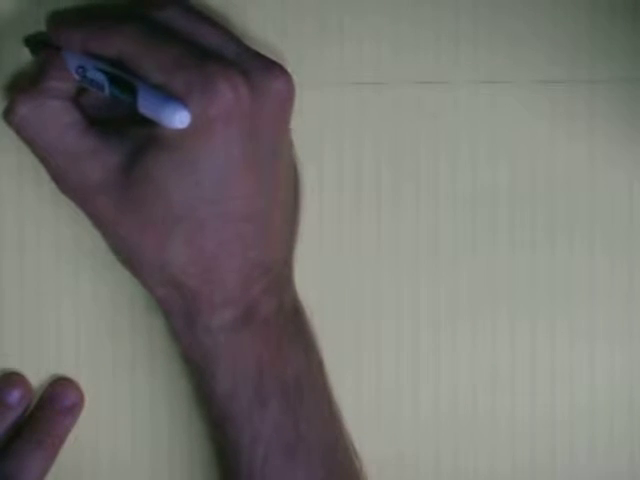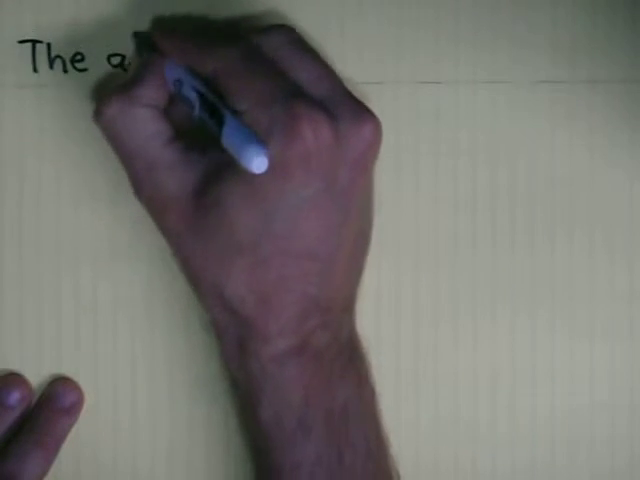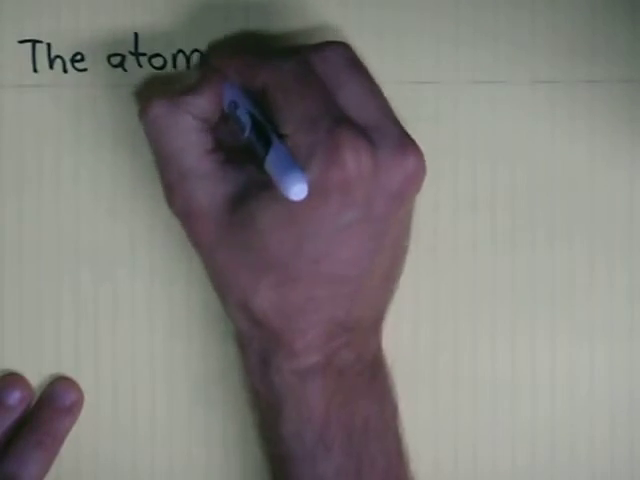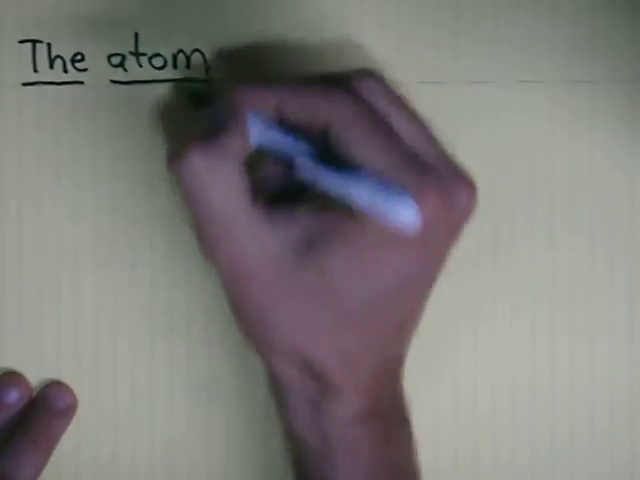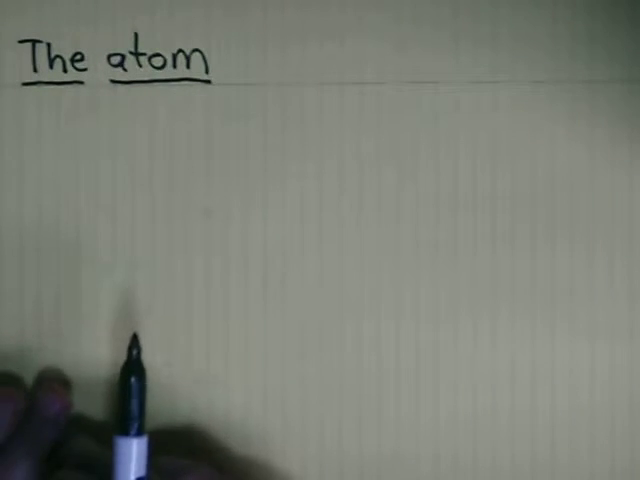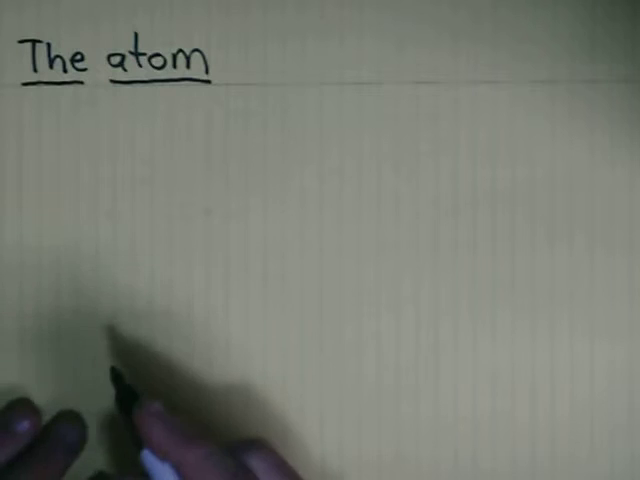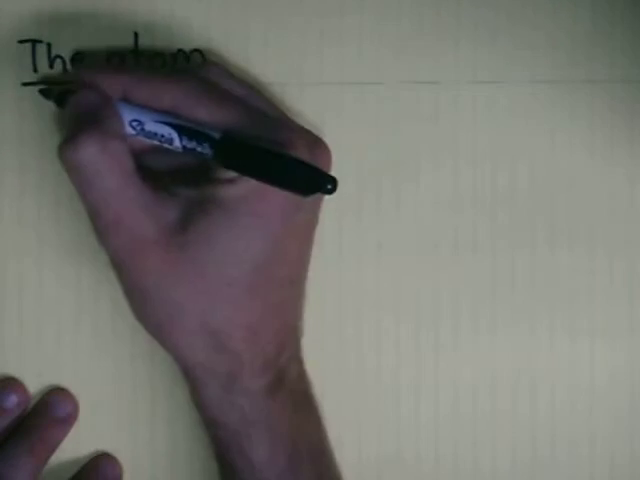Okay, so now I'm going to talk about the atom. We'll continue talking about the atom. So specifically, we're going to talk about aspects of size and distance in regards to the particles that make up an atom. If you recall, we've got three types of particles in an atom.